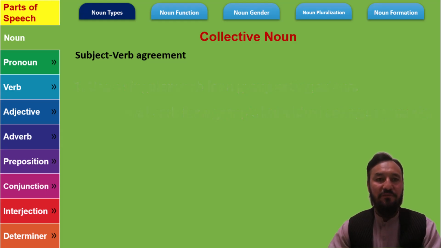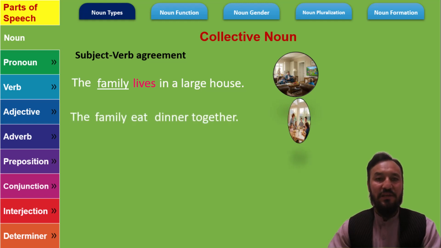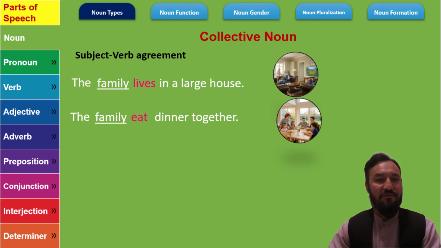For example, the family lives in a large house. Here the singular verb lives is used because the collective noun family is acting as a single unified unit performing a single action. It is not emphasizing the individual members and their separate living arrangements. Next example, the family eat dinner together. In this example, the plural verb eat is used because the focus is on the individual members of the family. The act of eating is something each individual family member does personally. Each person picks up their food and eats it.